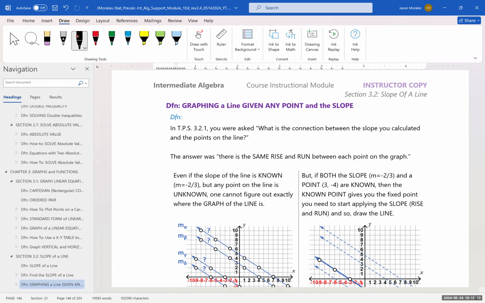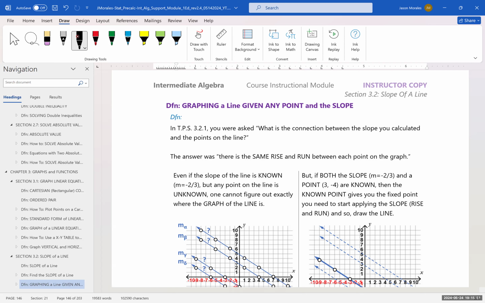Okay, so you've learned about the slope of a line, but having just the slope of a line isn't enough. So far, the lines have been given to you on a graph, and you've calculated the slope of those. But what if all you had was the slope of the line? How would you graph it? So we're going to talk about graphing a line given any point and the slope.